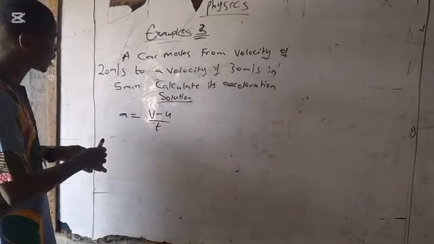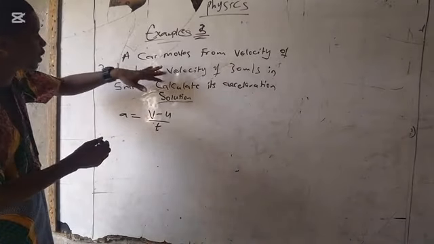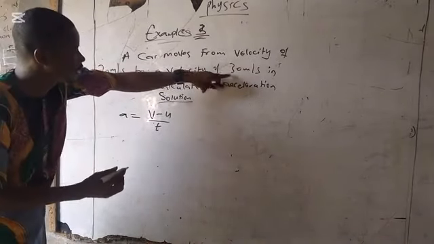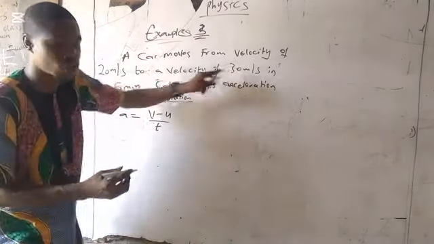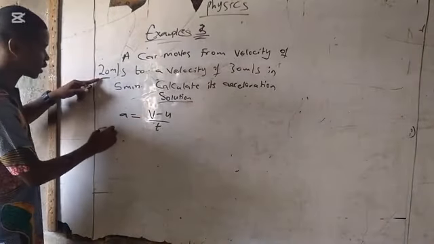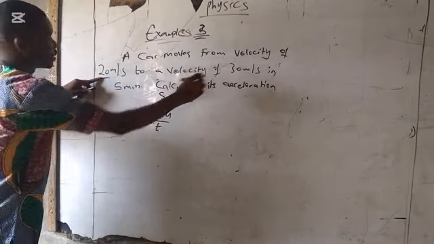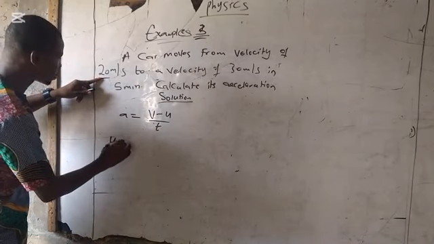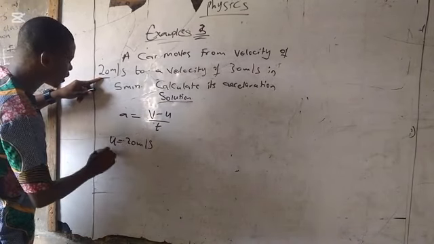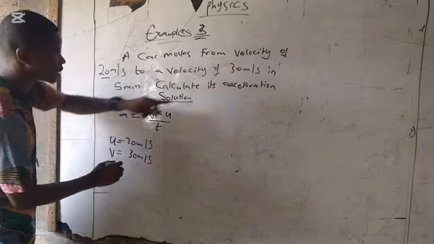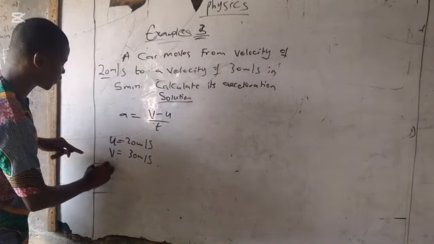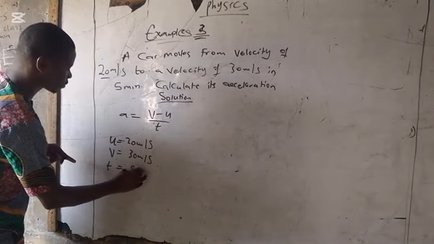So from our question, they said from 20 meters per second towards 30 meters per second. So it is obvious this is the first velocity. It started with this velocity and ended with this velocity. So our initial velocity u is 20 meters per second, and v, our final velocity, is 30 meters per second. What is the time taken? Time is 5 seconds.